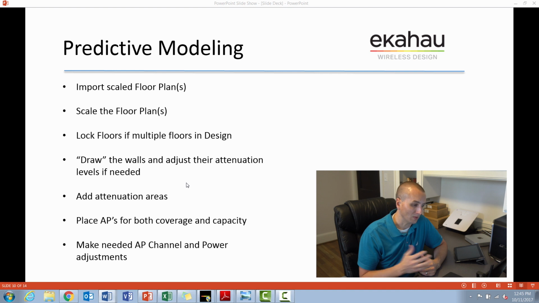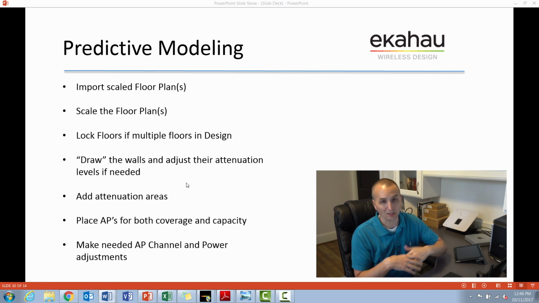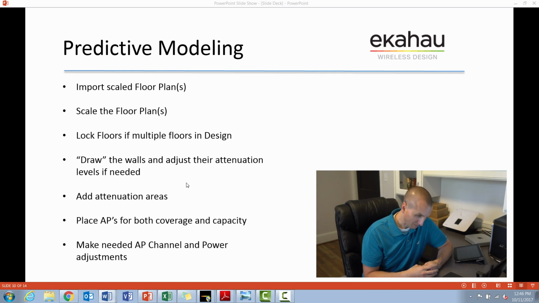And when I say draw the walls, that's taking that floor plan and laying onto it: is it drywall? Is it center block? Is it an elevator shaft? What have you, so that Ekahau knows the different materials that it's going through and the attenuation levels of it. That's also where, if we measured walls, we can modify the attenuation level, and I'll show you that.